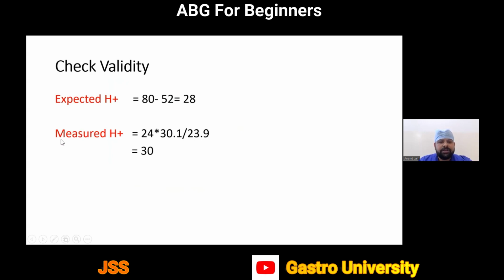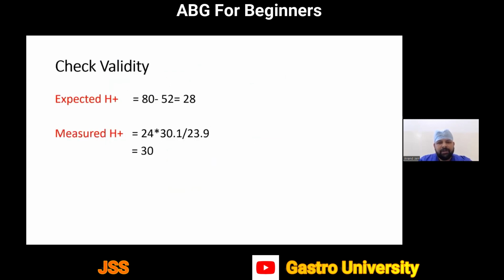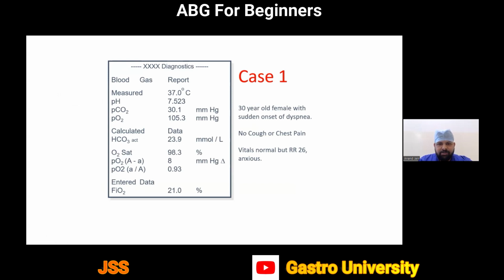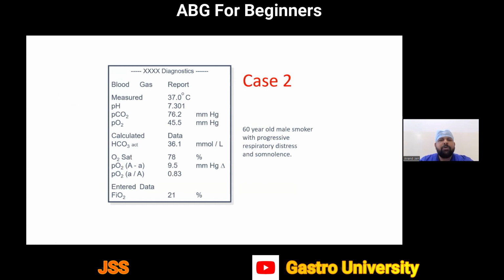But what is the measured hydrogen ion concentration in this case? For measuring hydrogen ion concentration, it is 24 into PCO2 divided by bicarb. When we did it, the answer is 30. So is this ABG normal? There is some error in this case. Ideally, it should have been within the range. Let's come to another case.